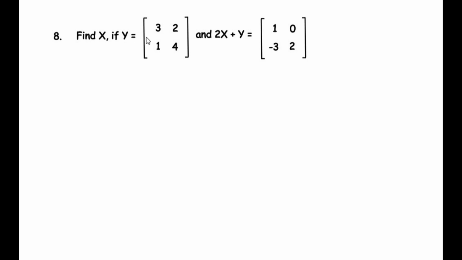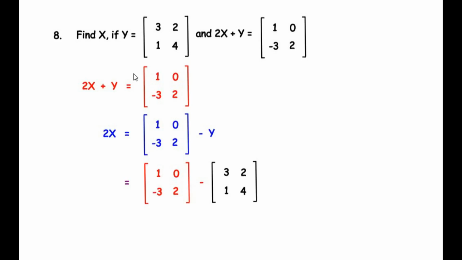Find X if Y is equal to the matrix [3, 2; 1, 4] and 2X plus Y is equal to the matrix [1, 0; -3, 2]. So let us begin by considering the second equation. Now we have written this equation over here. Now let us take Y on the other side of the equal to sign. So 2X will be equal to the given matrix plus Y becomes minus Y.